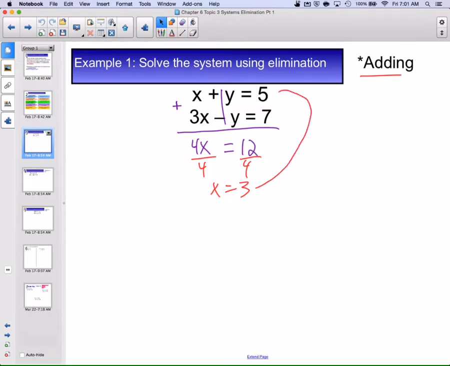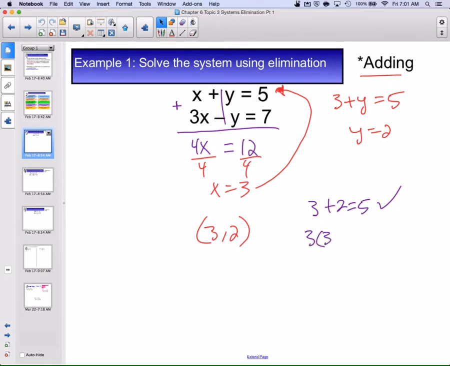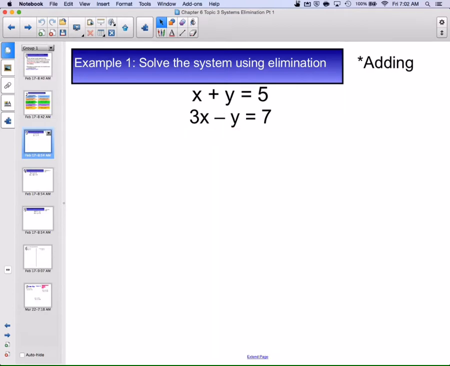I can now plug my 3 into one of the two equations to solve for the other variable. I'm going to choose the first one. So we have, instead of x plus y is 5, 3 plus y is 5. Therefore, y is 2. All right, so now we're just going to test our answer of (3, 2). Plugging it into the top one, I get 3 plus 2 equals 5. Check. Plugging it into the bottom one, I get 3 times 3 minus 2 equals 7. Also works. So this is a pretty quick process. All right, next example.